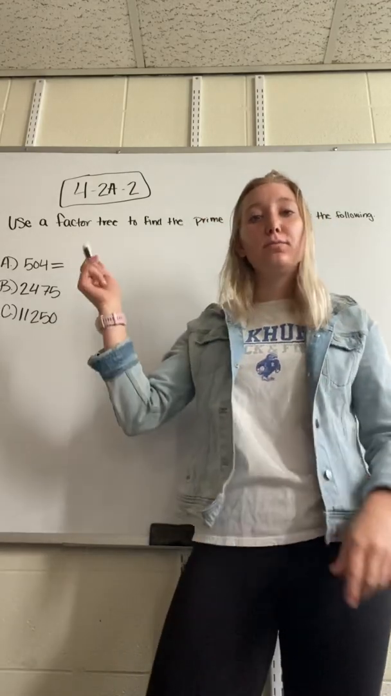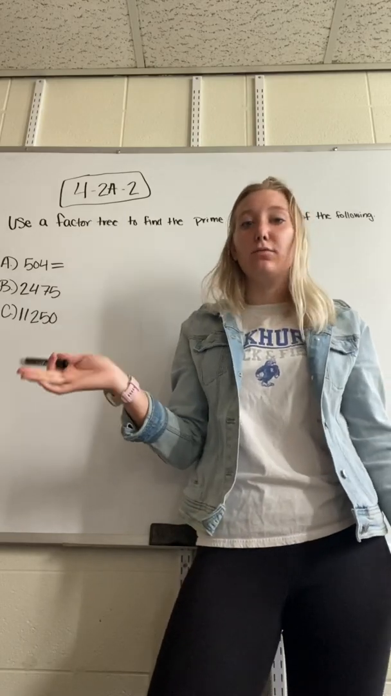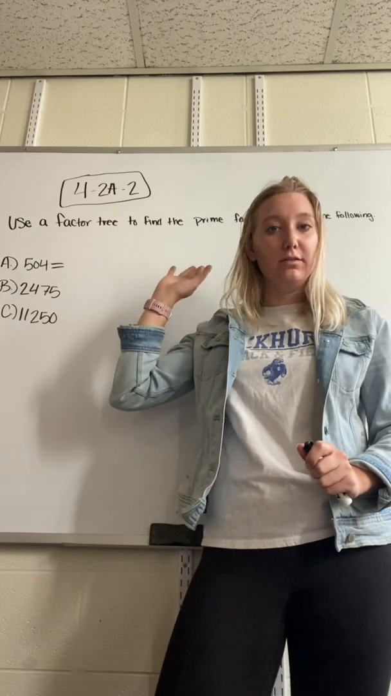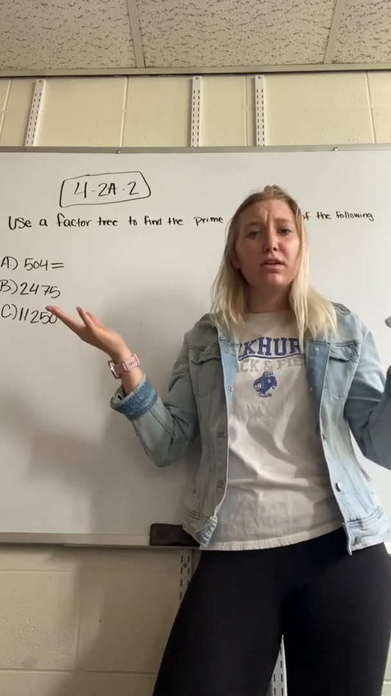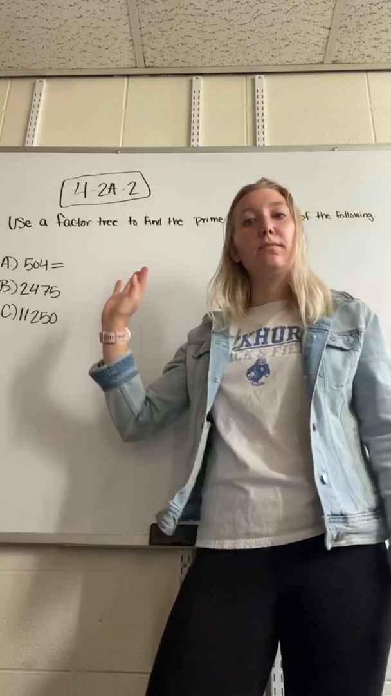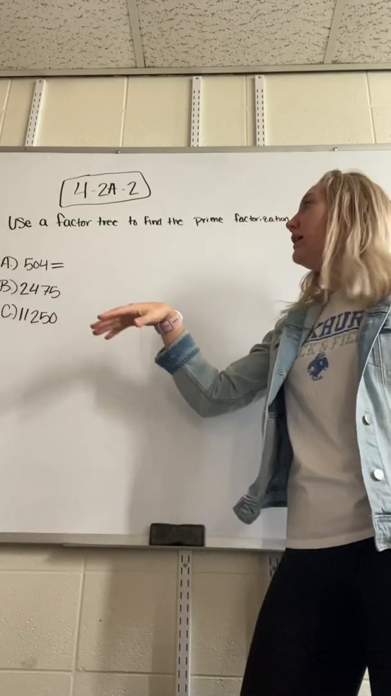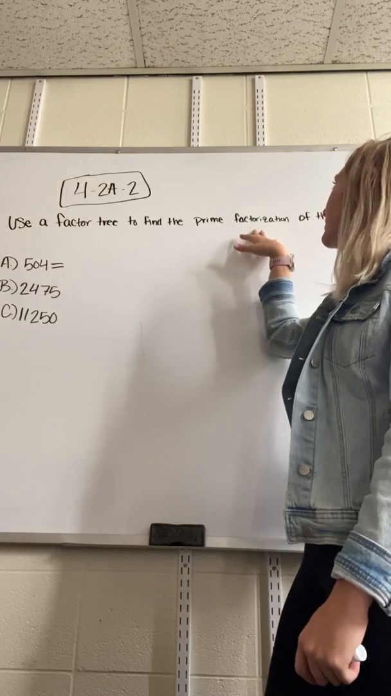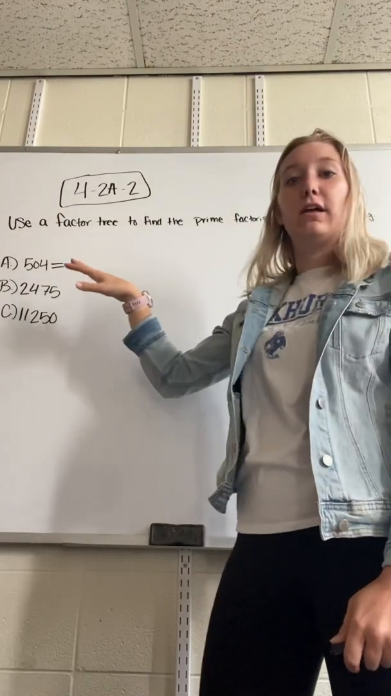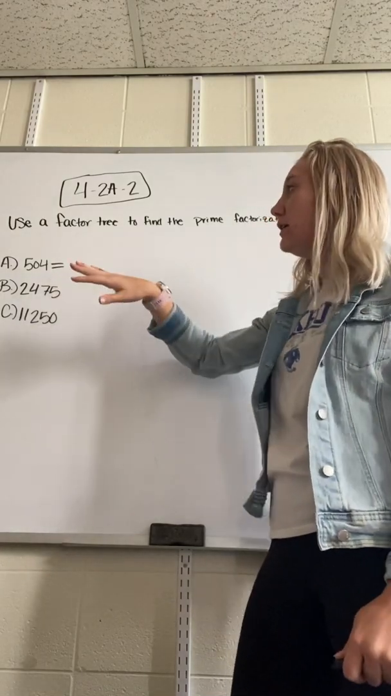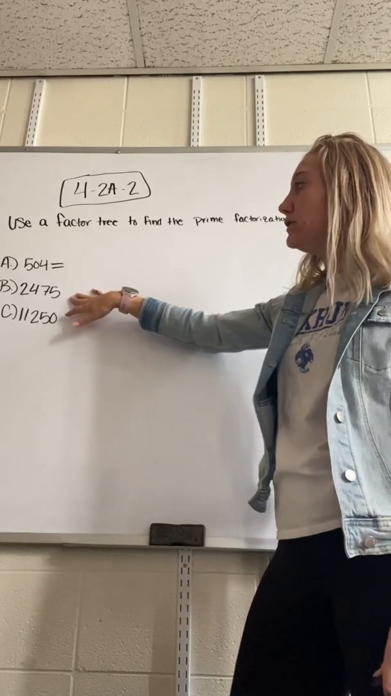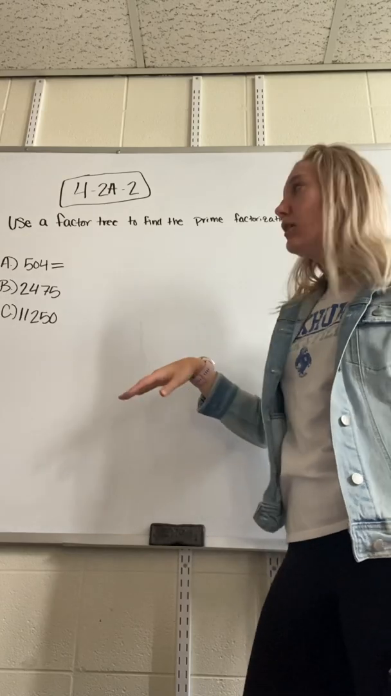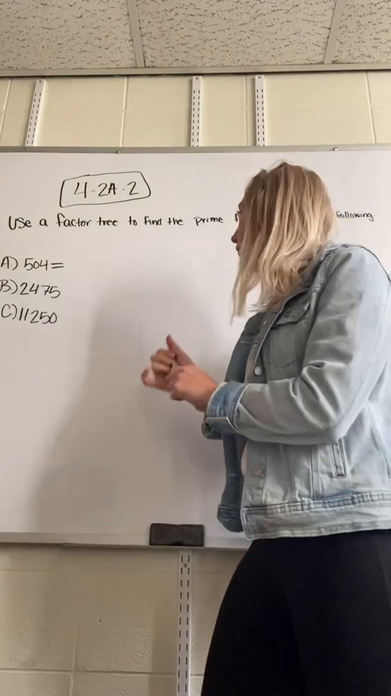I have it written on the board for you if you need any reminder what problem we are doing. I also have the problem written out, so if you're wondering what we are trying to solve, it is up on the board, and I'll read it to you right now. It is, use a factor tree to find the prime factorization of the following, and the following are 504, and then 2,475, 11,250.